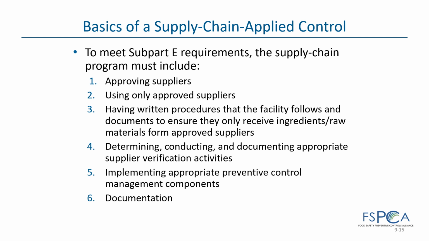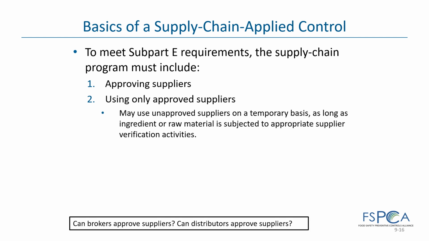Here are the different aspects of a supply chain program, and these are all included in Subpart E. We're going to go through each one of these in the next few slides, but here's a little preview of what's actually required within a supply chain applied control. First and foremost, we're going to be using approved suppliers. Now, as a receiving facility that is implementing the preventive control, the receiving facility is the only entity that can approve a supplier for their supply chain program.